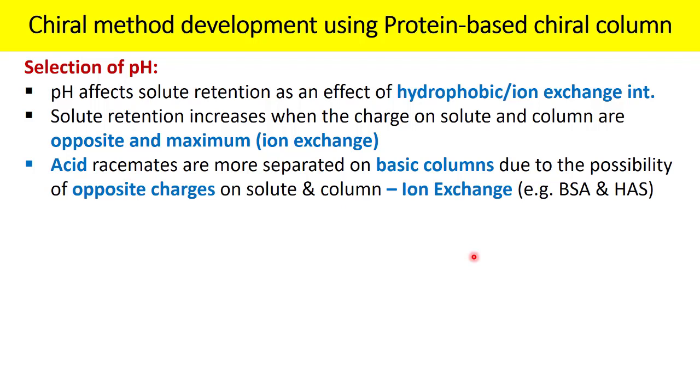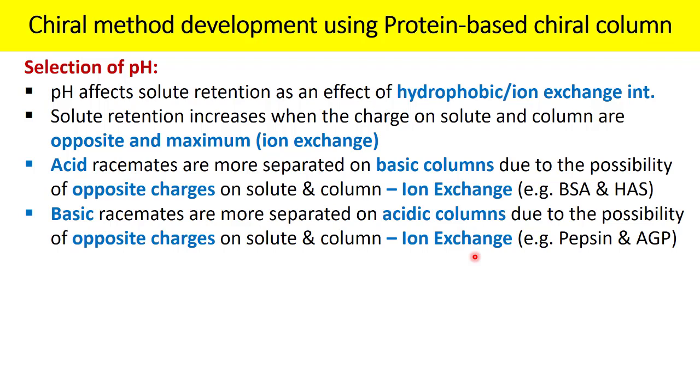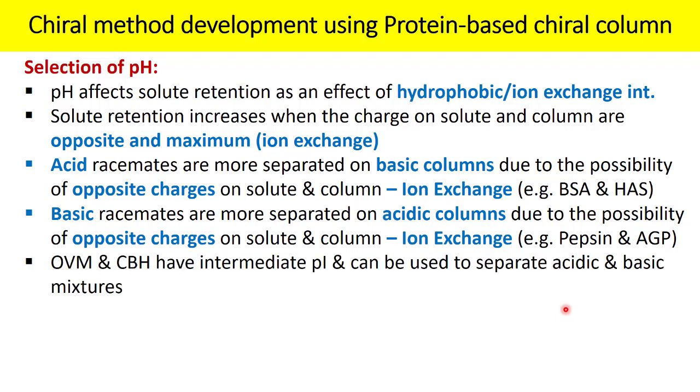In case you do not understand this, the formation of the charges, please go back to the same video and understand the ion exchange mechanism one more time. The basic racemates are more separated on acidic columns due to the possibility of opposite charges on solute and column and the great chances of ion exchange possibility. And here are some examples I have given, like pepsin and AGP, which are acidic columns, and BSA and HSA are the basic columns. OVM and CBH have intermediate pI and can be used to separate acidic and basic mixture.